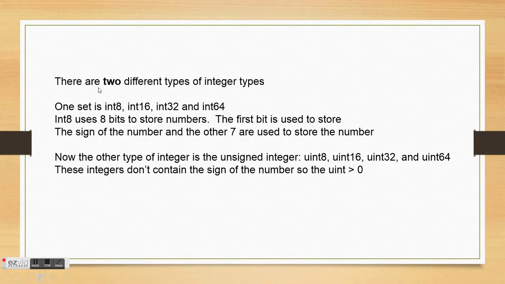Now the other type of integer is the unsigned integer. Uint 8, 16, 32, and 64. These integers don't contain the sign of the number, so uint always has to be greater than 0 because it can't hold the negative sign.